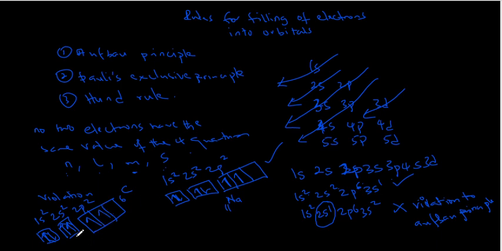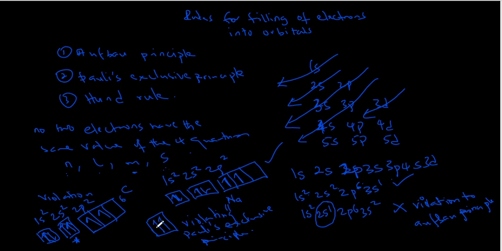Now, you notice that there is a problem with this one here. Anytime you see an orbital where the 2 electrons inside that orbital have the same spin, that is a violation. You are violating Pauli's exclusion principle. Okay? It's a violation to Pauli's exclusion principle. Do not forget that. Okay? So that is the second rule.